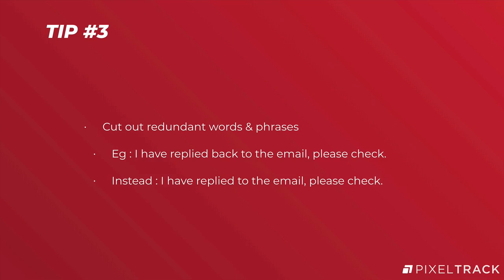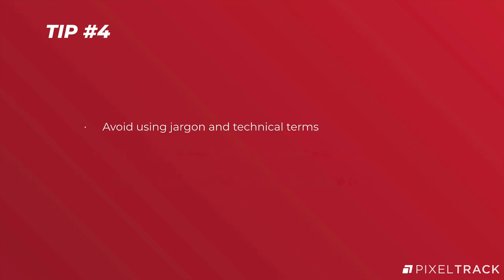You don't need them. Tip number 4 is avoid using jargon and technical terms. I think this is the favorite thing for people in digital marketing to do. They use a lot of jargon, they use a lot of technical terms. I understand completely because we have a lot of technical terms, but try to avoid using them as much as possible. But if there is a situation, and I'm sure there will be, wherein you have to use technical terms, make sure you explain them.